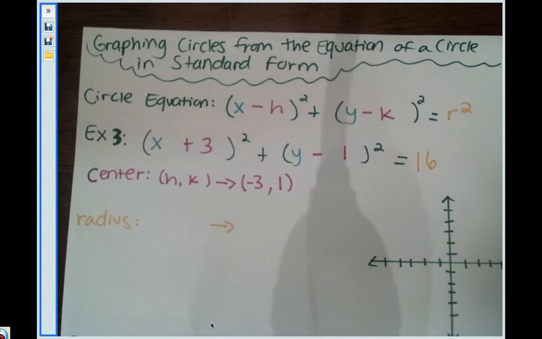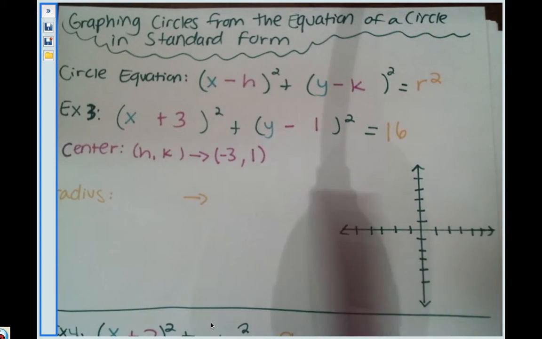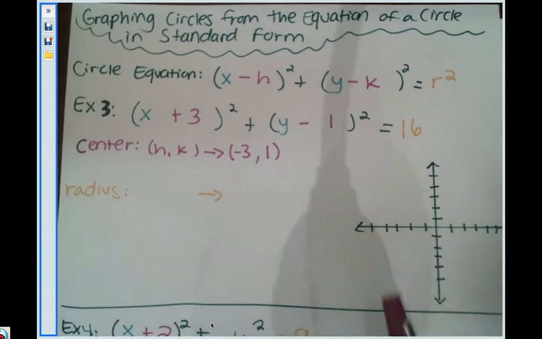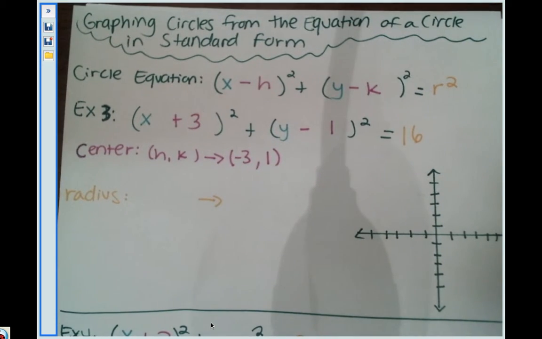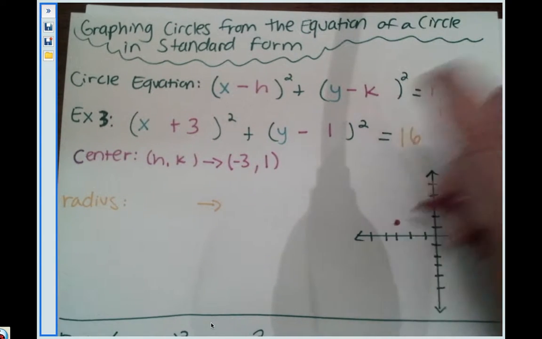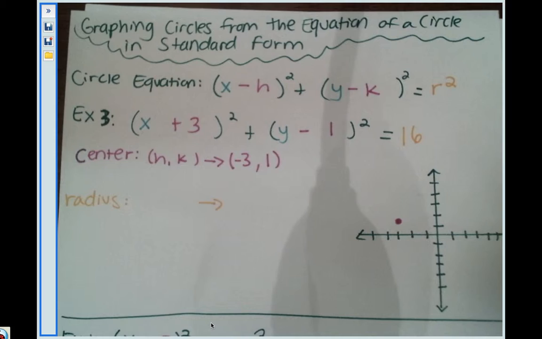Okay, so my center point is at negative 3, 1, which I'm going to go ahead and graph on my coordinate grid right here. We're going to start by graphing the center, and then the radius will help us to draw a sketch of our circle. So my center point is at negative 3, 1. This is my center point. Then using the radius, we'll be able to construct the rest of our circle. So let's figure out what the radius is.